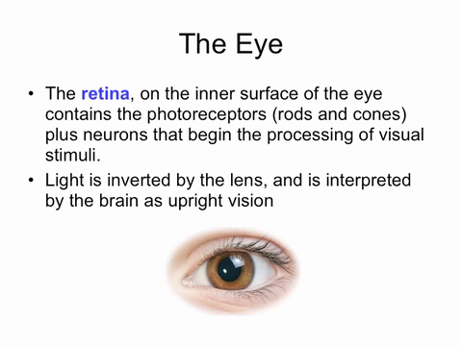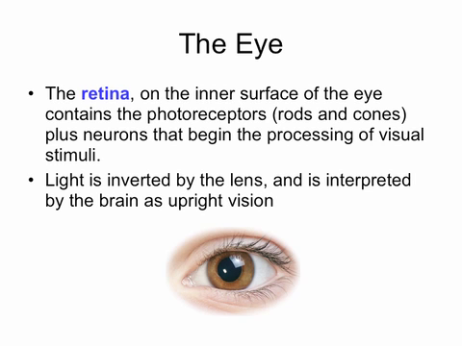Okay, so light is coming into our eye. That is the portion of our body that receives visible sensations from our environment. And so when we talk about the eye, an important part that I do want you to know, and again, take anatomy if you want to learn all the parts of the eye, but it is important for you to know these blue words that are floating across the screen. The retina is the inner surface of the eye. Now, we'll talk about these photoreceptors in another slide, but they're the neurons that begin the processing of visual stimuli. And so light is inverted by the lens and is interpreted by the brain as an upright vision.